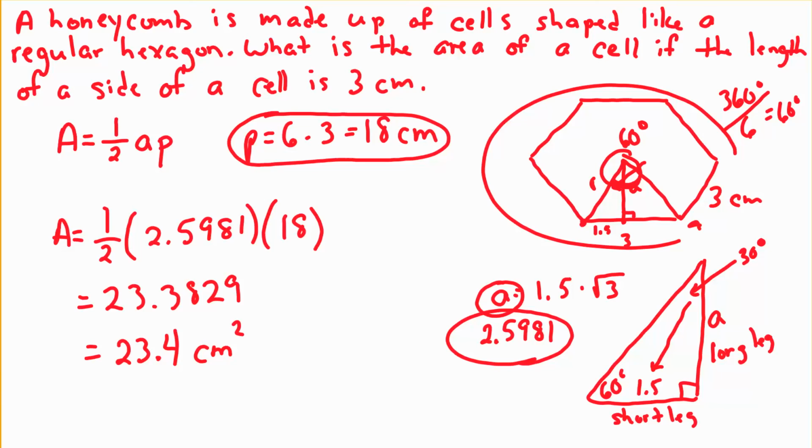So step 1 on this one was to find the perimeter. That was pretty simple. Step 2 was to find the apothem. And to do that, we had to work with a 30, 60, 90 triangle. And that's why we put that in the review for today. So if you're not sure on those 30, 60, 90s, go back to the beginning of the video where it starts with the review and make sure you have that ratio written down.